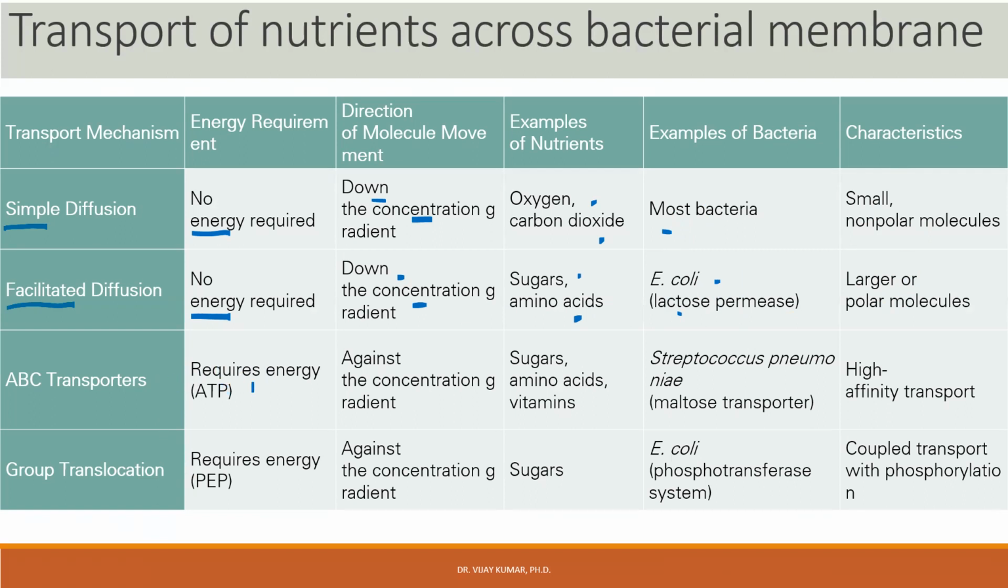Now these are the active transport systems. In active transport, energy is required and it is against the concentration gradient. Again, group translocation requires energy, phosphoenolpyruvate, and is against the concentration gradient. Examples of nutrients transferred in this way are sugars, amino acids, and vitamins. Examples of bacteria: in Streptococcus pneumoniae, multiple transport takes place by the ABC system. In E. coli, the phosphotransferase system transfers sugar by group translocation.